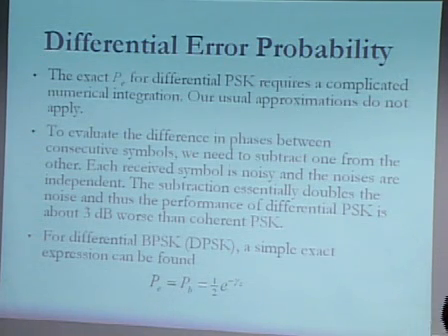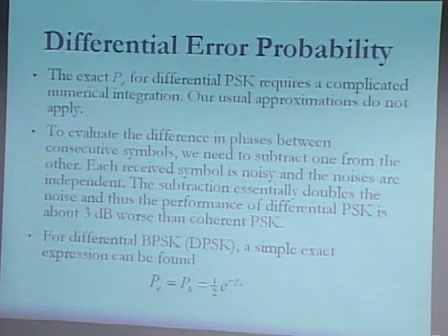Okay, so let's talk quickly about differential PSK. In this case, remember here the information is in the phase difference. The exact expression for P sub B requires a complicated numerical integration, which we won't get into. And what's worse, our usual approximations do not apply. So union bounds and nearest neighbor, those don't work for differential.